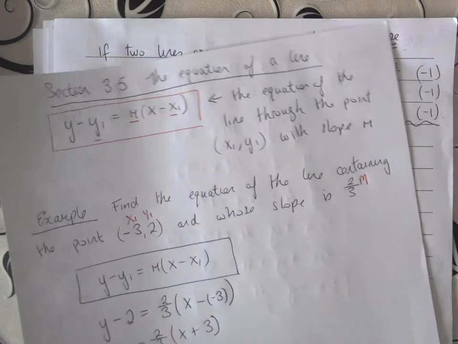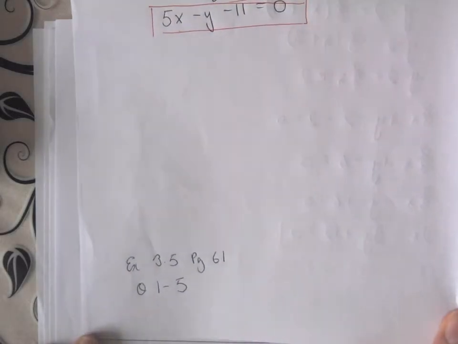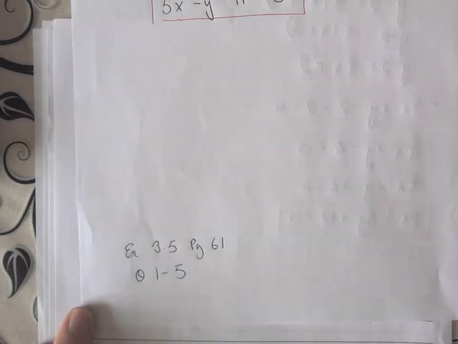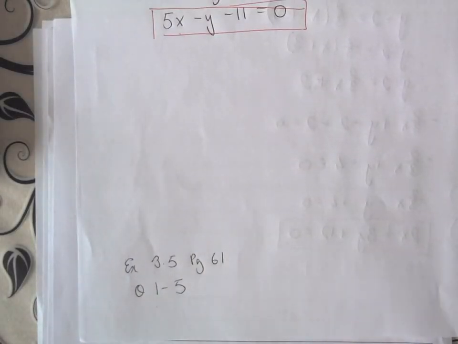So we'll give some of them a go tonight. Exercise 3.5 on page 61, questions 1 to 5. So it's giving you the slope, it's giving you the point, and you're just filling them into that equation that we've just done. So just be careful if they're fractions. The first few aren't, and then there's a few fractions after that. Be careful with your signs as well. Okay.